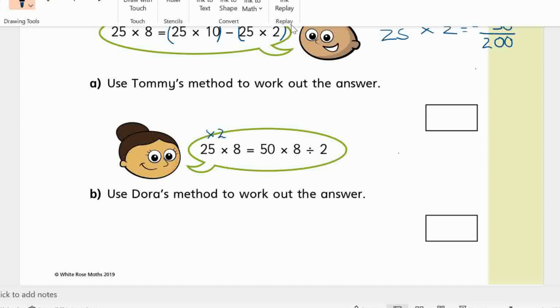Okay, so 50 times 8. Well, what is 8 times 5? 8 times 5 is 40, and then we have this 0, so 400. Now we need to divide 400 by 2. Yes, good, equals 200. Okay, because you can do 4 divided by 2, which is 2, and then take the zeros, put them back. Okay, so we've just worked out Dora's answer here, which is 200.